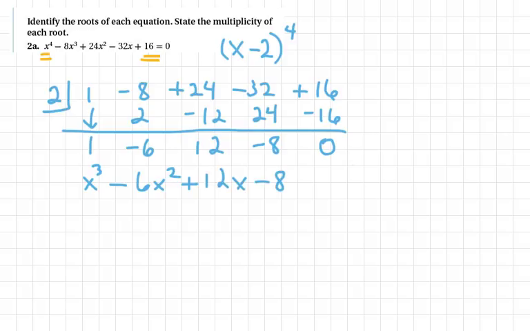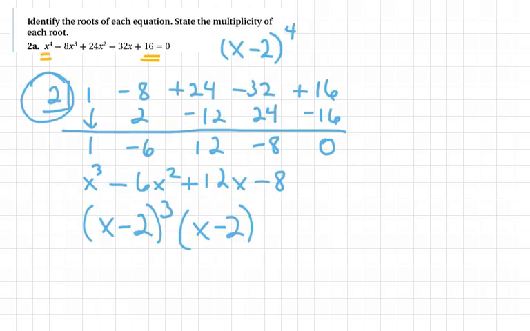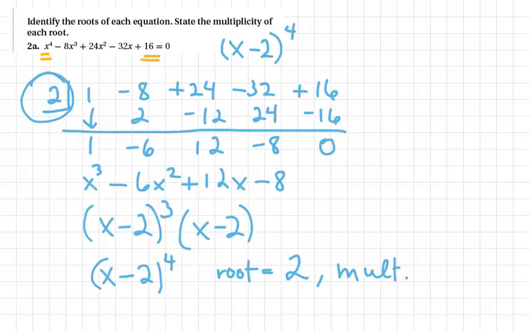And looking at this, it's going to be a difference of cubes. So our difference of cubes here is x minus 2 cubed, and then we also have our factor x minus 2 here, and that factors into x minus 2 to the fourth, which means we have a real root of 2. We'll write root equals 2 with a multiplicity of 4.